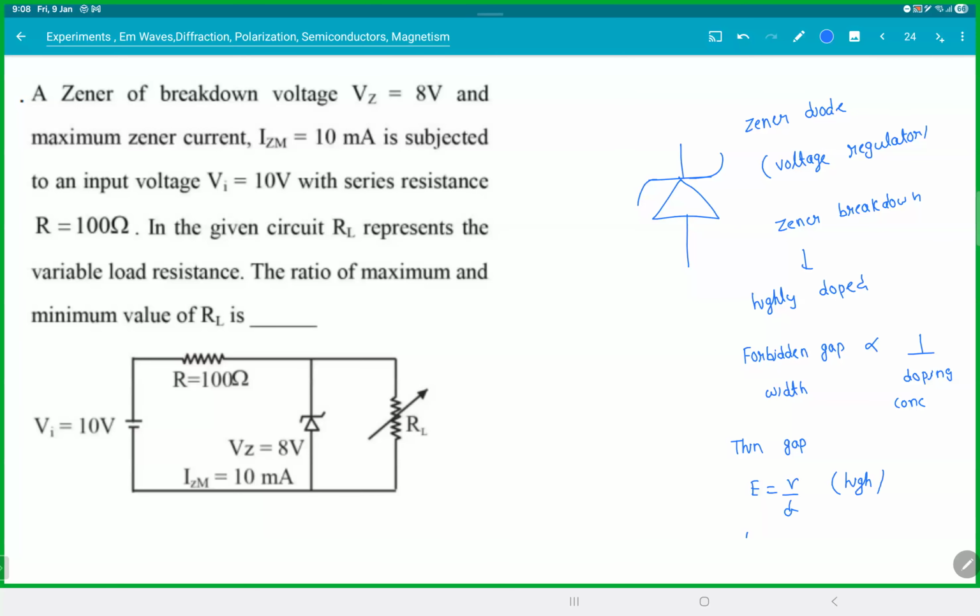Because of high electric field, there will be a dielectric breakdown. So the region which was an insulator suddenly becomes conducting. This breakdown is called Zener breakdown. The other breakdown is your avalanche breakdown.